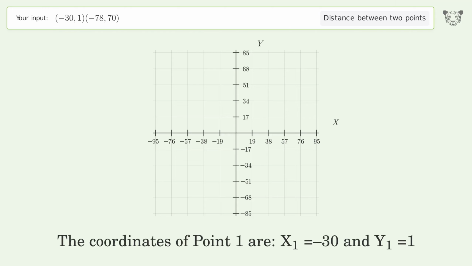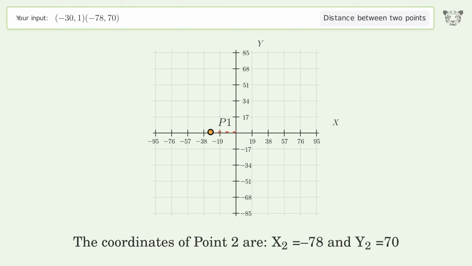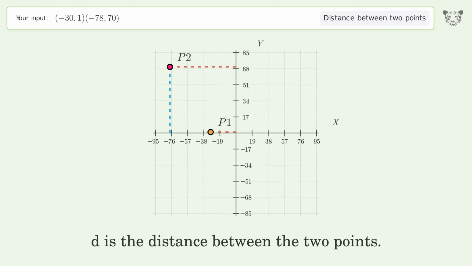The coordinates of point 1 are x1 equals -30 and y1 equals 1. The coordinates of point 2 are x2 equals -78 and y2 equals 70. D is the distance between the 2 points.